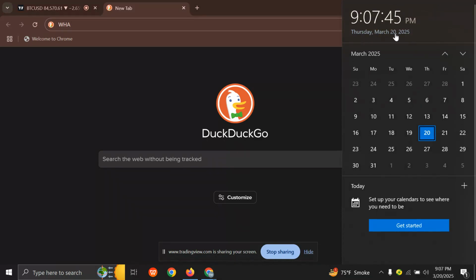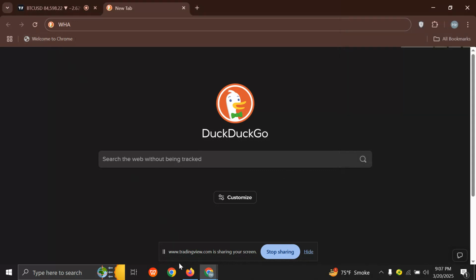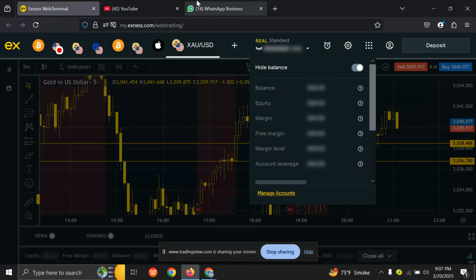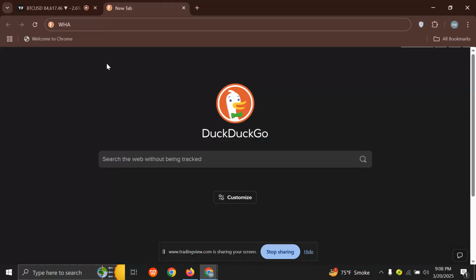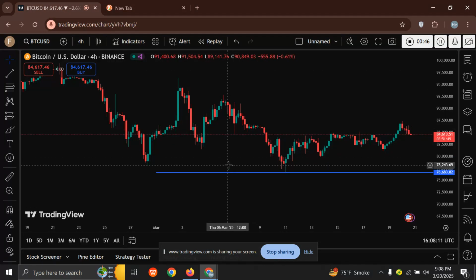Thursday, 20th March 2025. It's 9 p.m. Pakistani time, and we are going to check our groups and channels and our trading journey, so we can calculate our last 2 years analysis and report with the winning ratio.